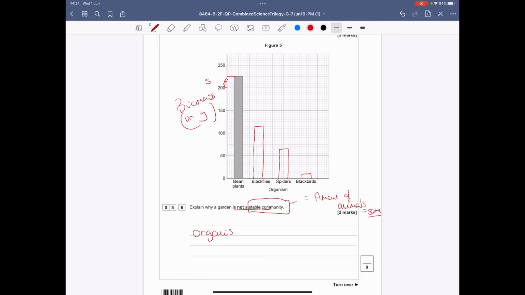So we could say, why is it not a stable community? Well, you've got organisms that are increasing or decreasing in number. Okay, so the population size is not consistent or is not constant. You could say, on the first point, adding a bit more detail, they are increasing or decreasing in number because they might be being added or removed from the garden.